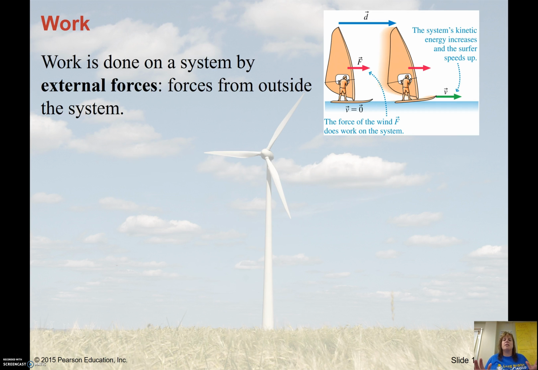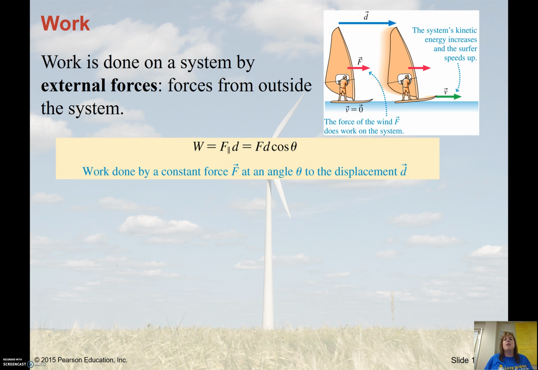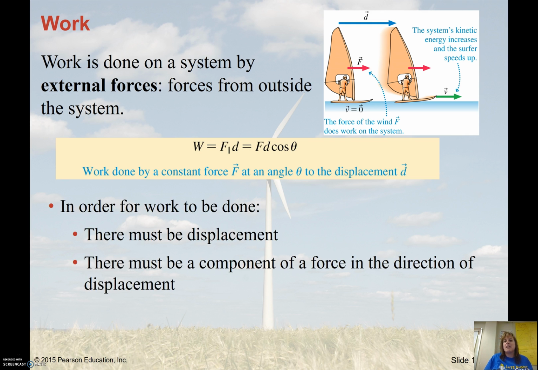So let's get into more detail about what is work. Work is done on a system by an external force. So those are forces outside of the system. Work is equal, from an equation standpoint, to force times the distance an object travels times the cosine of theta. And cosine of theta is the angle measured between the force and the displacement. We'll look into a little more detail on that in a second.